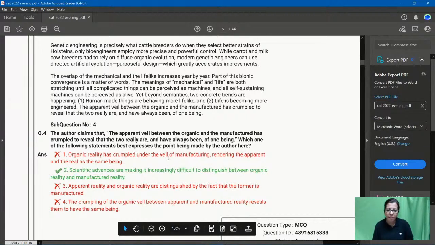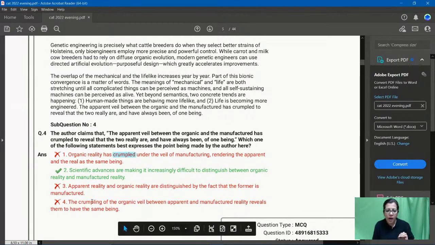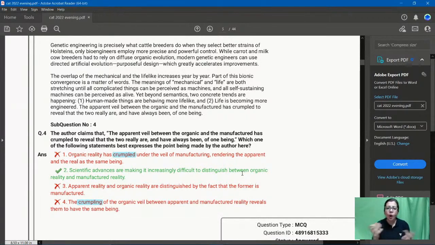Organic reality has crumpled under the veil of manufacturing. यहाँ पे एक टेक्निक लगाया गया था. I could see very clearly when I started reading the options. This crumpled was the attractive word technique. दोनों में ये दिया है. Why would any question setter pick that exact word and give you 2 options? Obviously आपको trap कर रहा है. Let's check the rest of the option. Organic reality has crumpled.